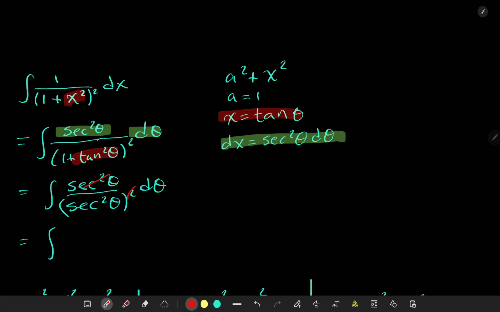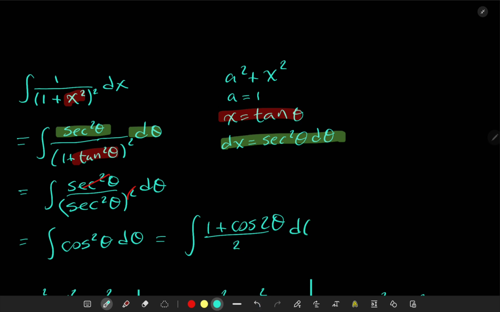squared, and you remember that the secant squared is nothing but the reciprocal of the cosine squared, and this becomes the integral of the cosine squared of theta, for which you can do your 1 plus cosine of 2 theta, over 2. Oh sorry, over 2, goodness, that came out of left field.